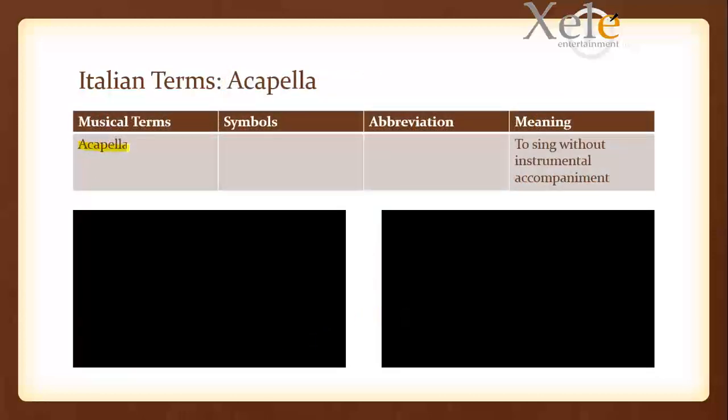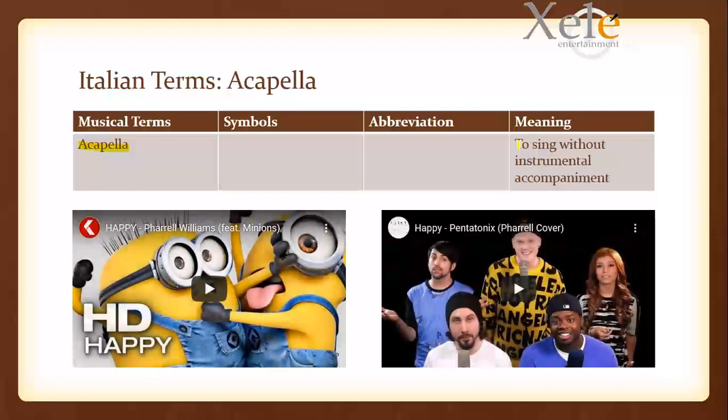The first term is A cappella, and what does it mean? It means to sing without instrumental accompaniment. Basically, it means that you are singing but you don't have any instruments backing you, just singing voices alone. For the sake of time, I'm not going to play these videos. If you really would like to see them, then grab the presentation. They have been put up on the LMS for you. A cappella is an Italian term that means to sing without instruments.